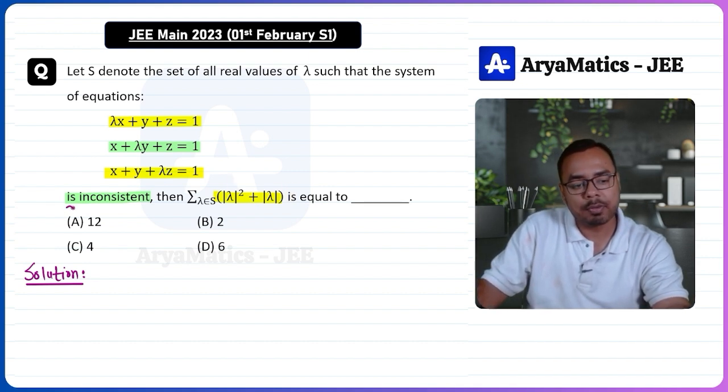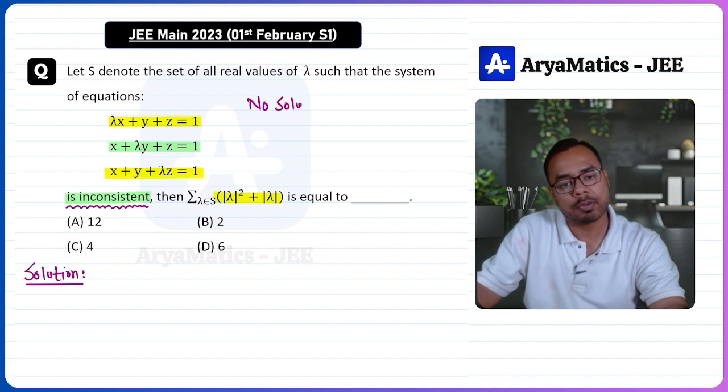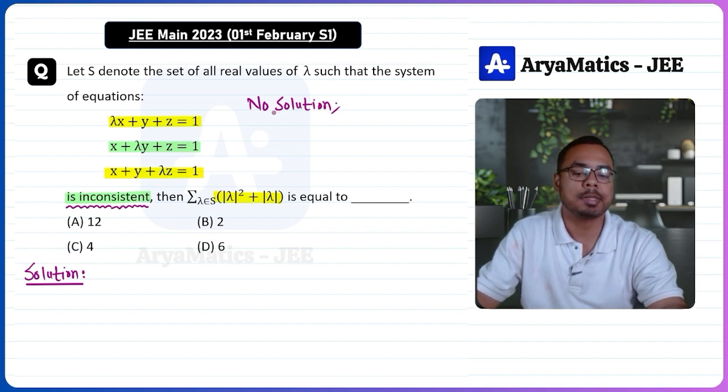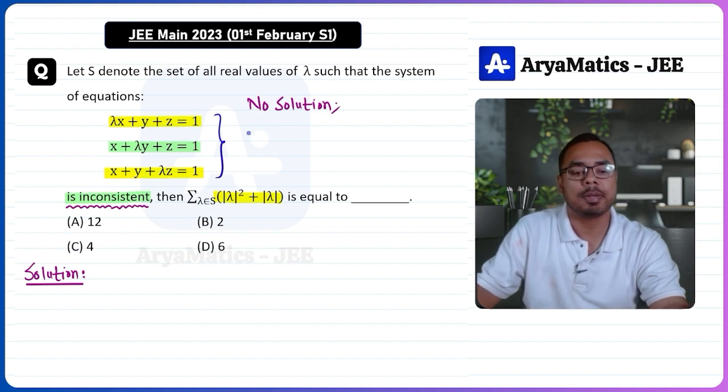Now, the meaning of the word inconsistent is that this system of linear equations will have no solution, right? Inconsistent simply means that it will have no solution. Consistent means that it will have a solution, either a unique solution or an infinite number of solutions. And inconsistent means that there is no solution for this system of linear equations.